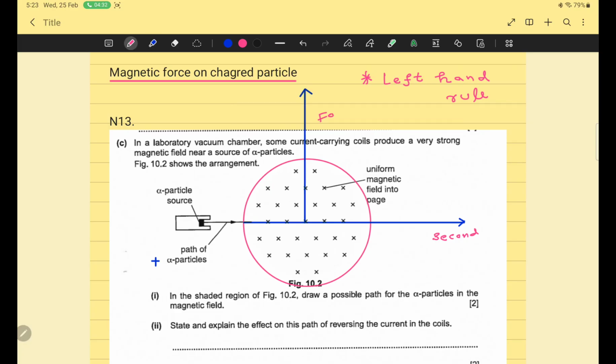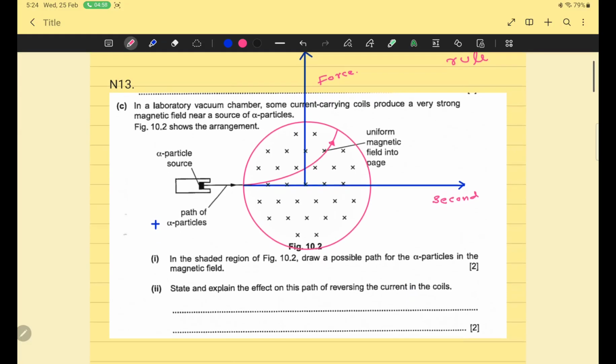But remember, when a force acts perpendicular to the direction of motion, the path of the moving charged particle becomes circular. It means the charged particle will be deflected like this. The magnetic force is acting upward, so the charged particle will be deflected in the upward direction. The question is, in the shaded region, draw the possible path of the alpha particle. So I have drawn this green path, the possible path of the alpha particle.